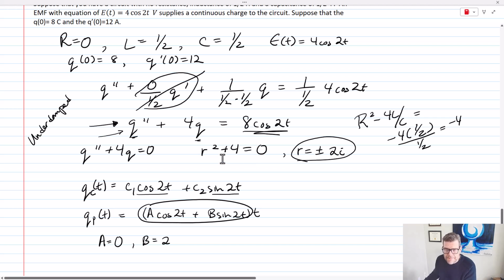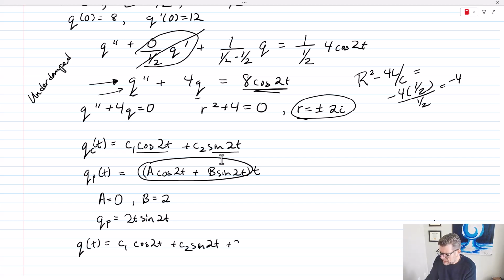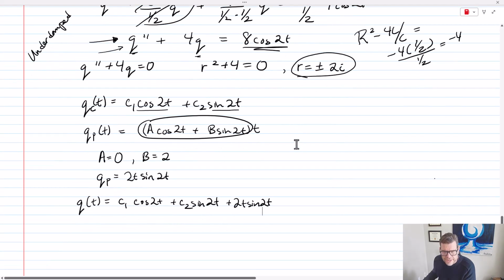So QP is going to end up equaling 2 sine 2t, and then we need to multiply that by a t, so it will actually be 2t sine 2t. So our differential equation is going to end up being q of t equals c1 cosine 2t plus c2 sine 2t plus 2t sine 2t.